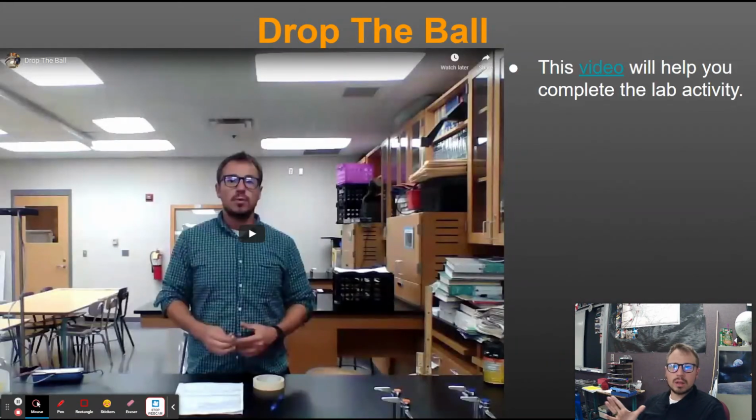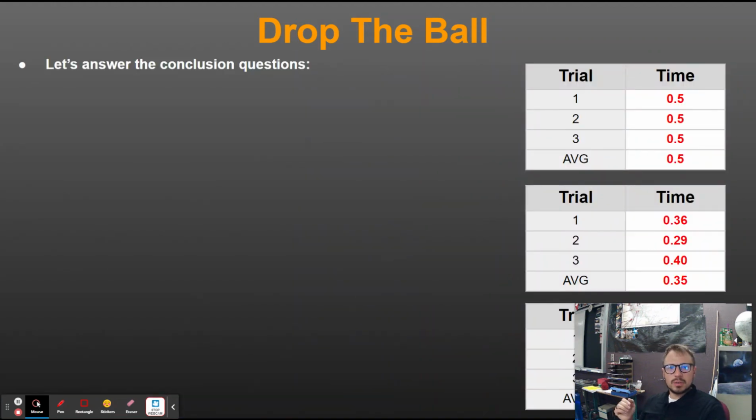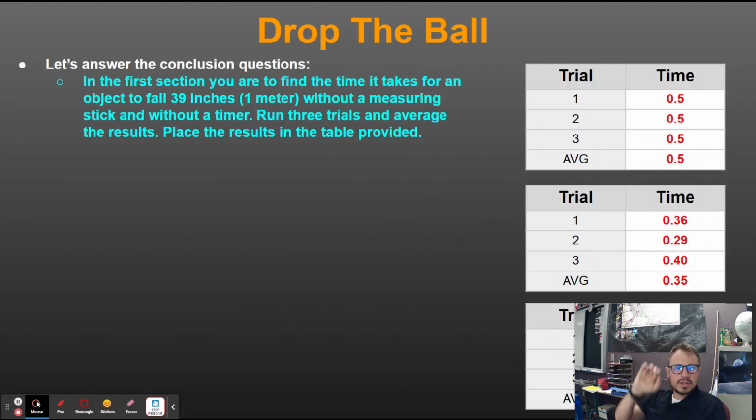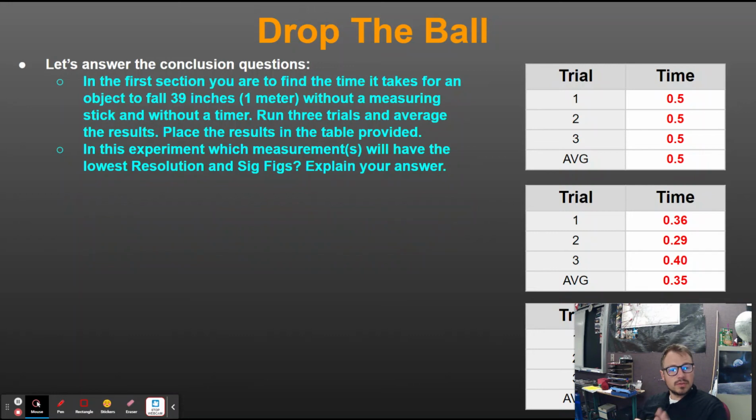So in order to look at all of this, we did the drop the ball experiment. All right. In this one, we did three different tests, basically, right? In all of them, you were trying to figure out how long it takes for a ball to fall 1 meter. Now in the first one, you weren't allowed to use a meter stick. You weren't allowed to use a stopwatch. You were doing the measuring of both. You can gauge how long something takes.